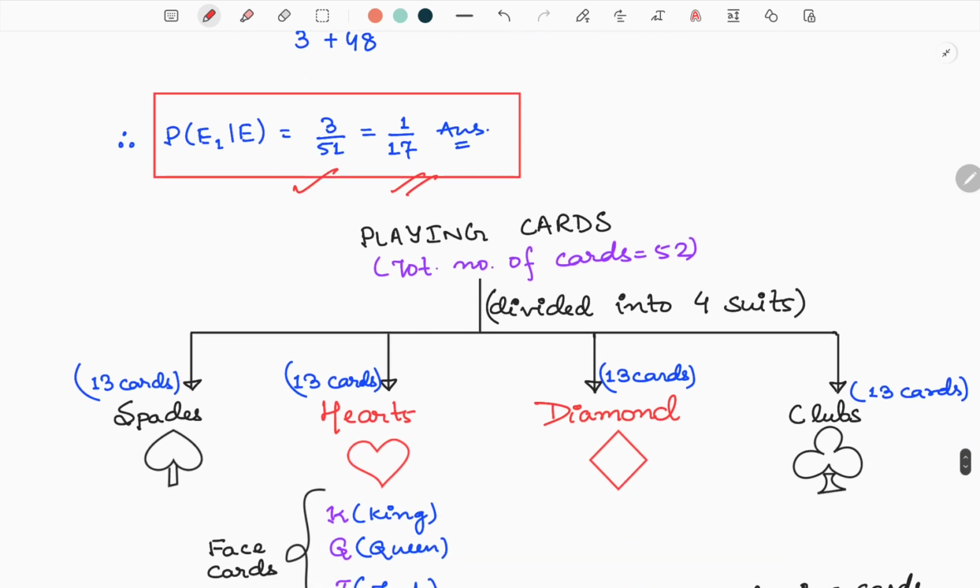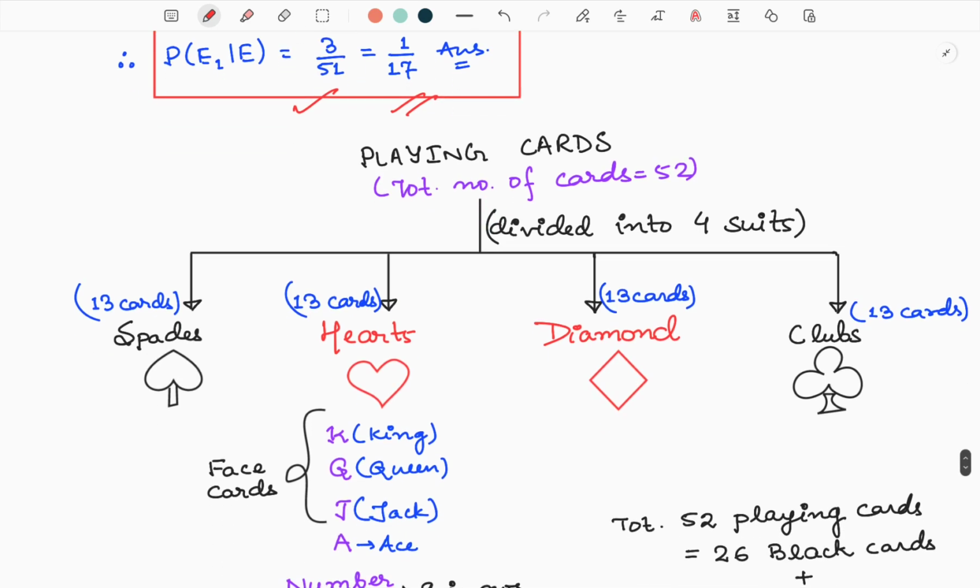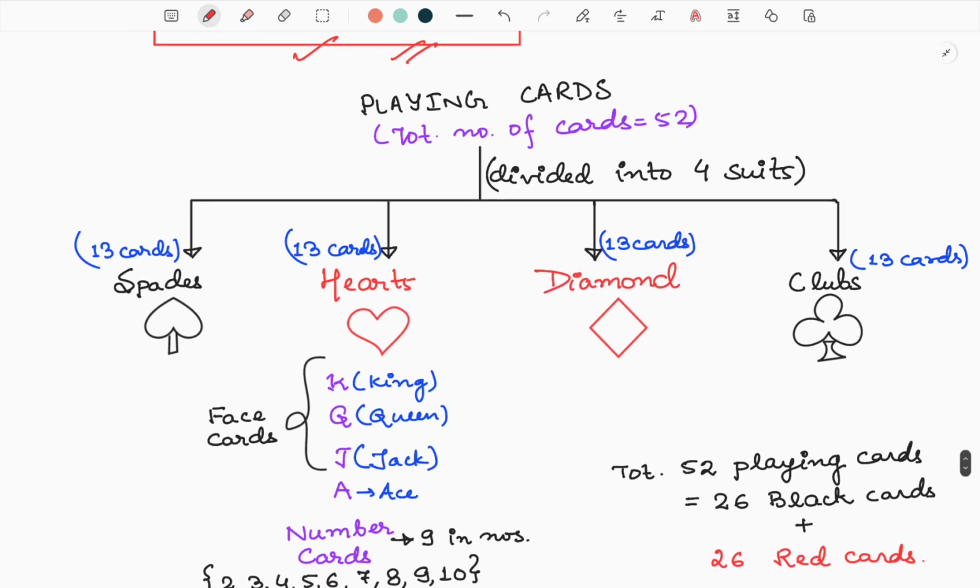And at last I have drawn simply this playing card figure. If you don't know how the playing card is distributed, you cannot solve this question, because you need to know something about playing cards. Although any question can be solved if you look at the theory of playing cards, it will be very helpful for all other questions, not just Bayes' theorem but the whole of probability, because playing card is a very favorite topic for asking questions.